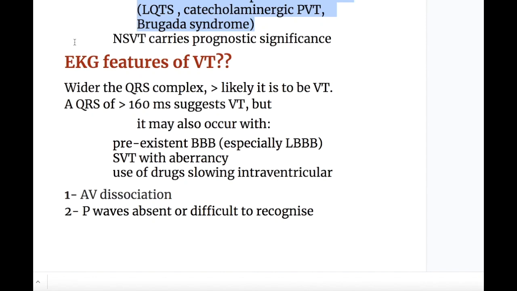EKG features of ventricular tachycardia. The wider the QRS complex, the more likely it is to be ventricular tachycardia. A QRS of more than 160 milliseconds suggests ventricular tachycardia, but it may also occur with pre-existent bundle branch block and supraventricular tachycardia with aberrancy, and in people using drugs that slow the intraventricular conduction.